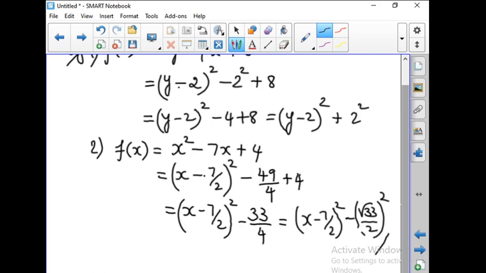So with this, today we are going to complete the section. Tomorrow we are going to continue with the next exercise, quadratic inequalities. Today we have seen quadratic equations. Tomorrow we are going to continue with quadratic inequalities.